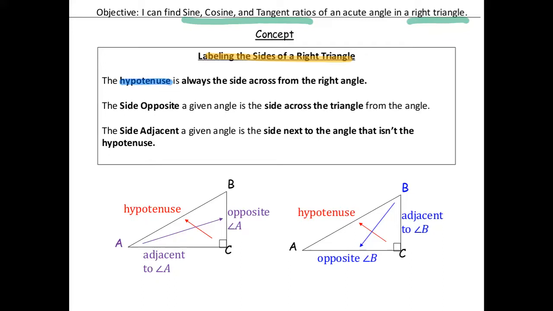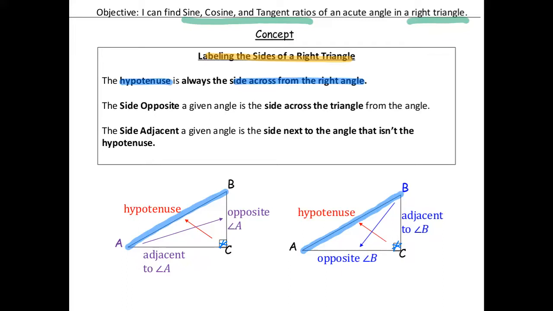So that's always going to be the side across from the right angle. Just like we saw yesterday, from the right angle, the side opposite is going to be the hypotenuse. Likewise here, again, from my right angle, the side across from the right angle is going to be the hypotenuse.